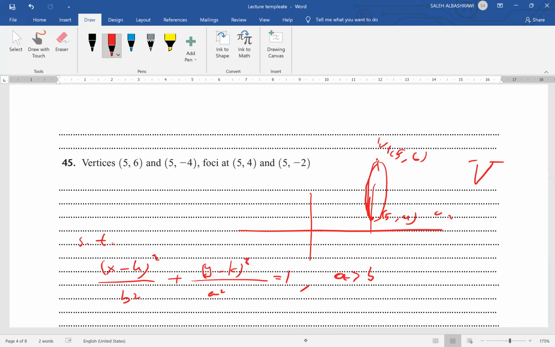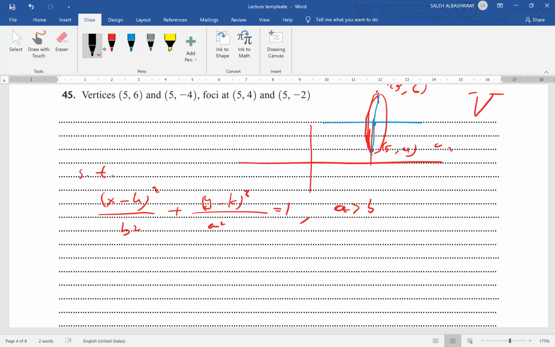For the center, first of all, I need to find h and k. We know that the center is the midpoint of the major axis. I can say the center can be written as V1 plus V2 over 2. It is the midpoint of V1 and V2.